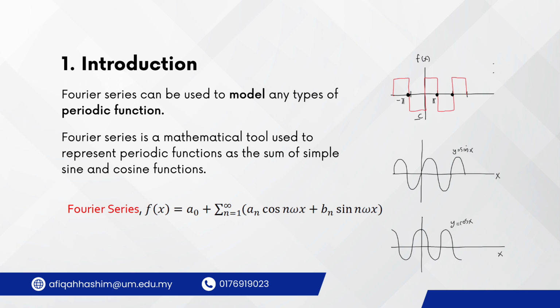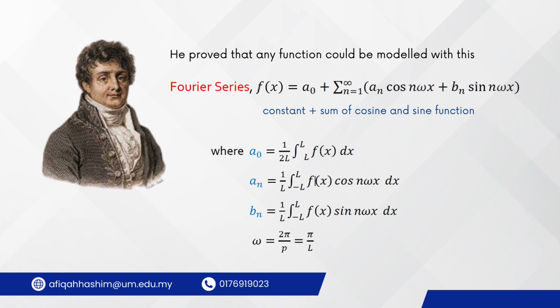So it is a mathematical tool invented by Joseph Fourier. It is just a sum of simple sine and cosine functions. He proved that any function that is periodic can be modeled with Fourier series. So please remember f(x) is equal to a naught plus the infinite summation of a sub n cos nwx and also b sub n sine nwx.